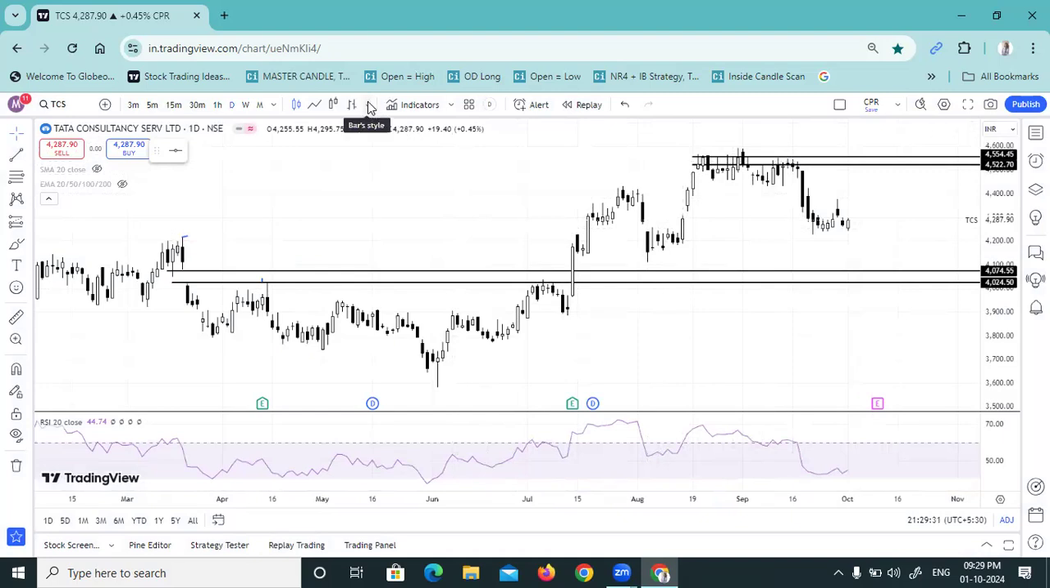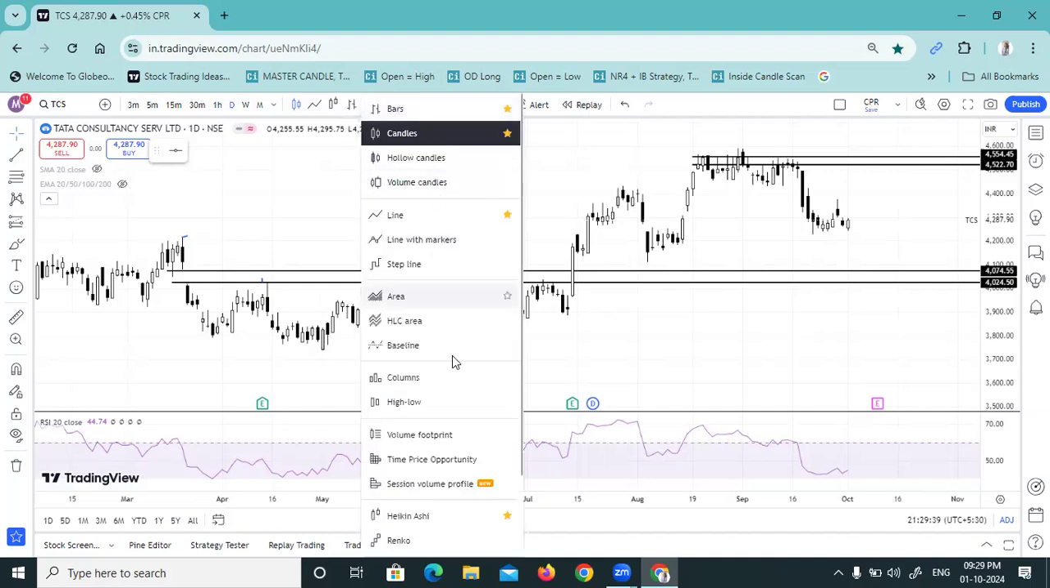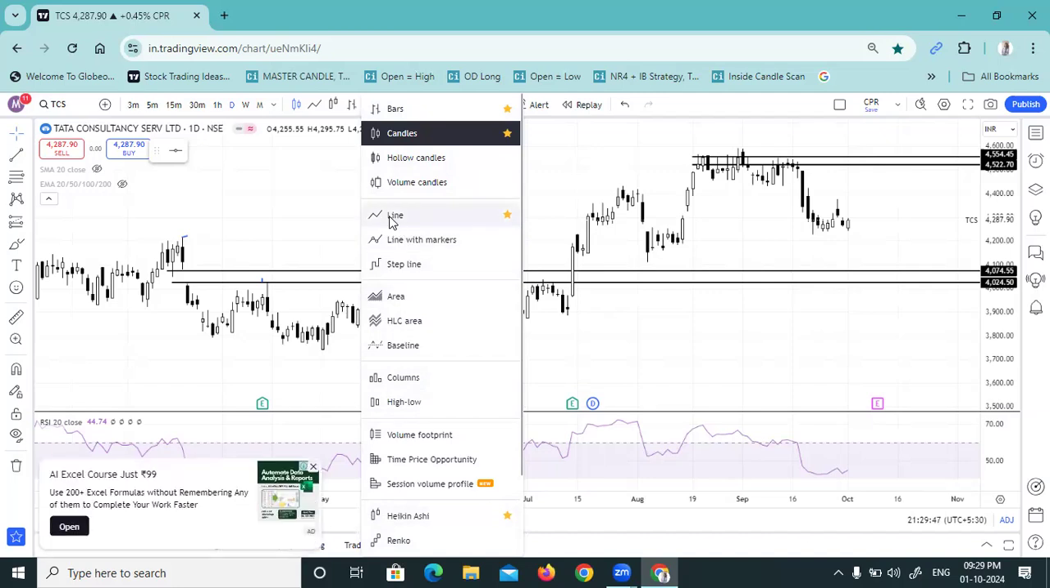Okay, look at this arrow, look at my cursor. From here, you will get different types of charts. These are the different types of charts we have in technical analysis. But the very common one is the line chart. Here you can see the line chart. Next is the bar chart, and third is the candle chart.